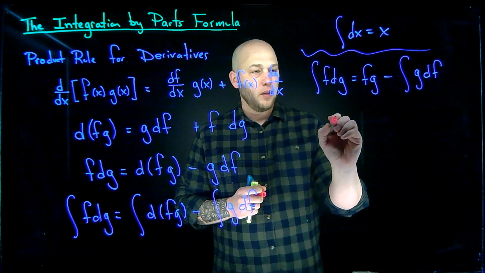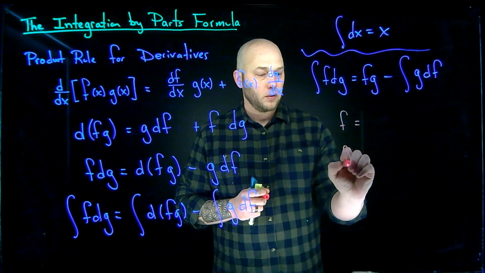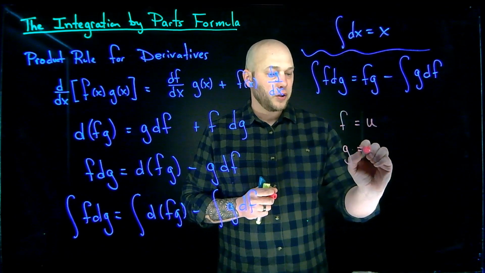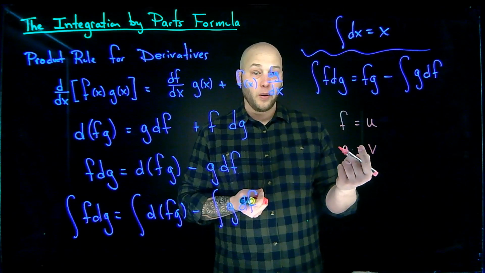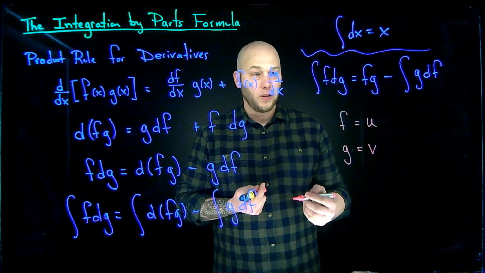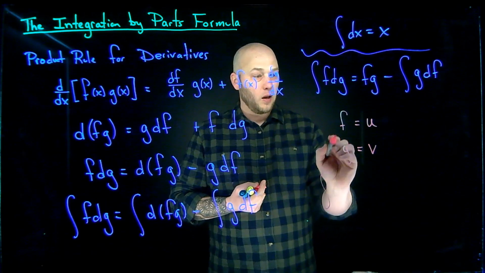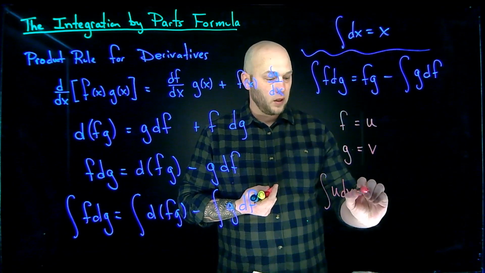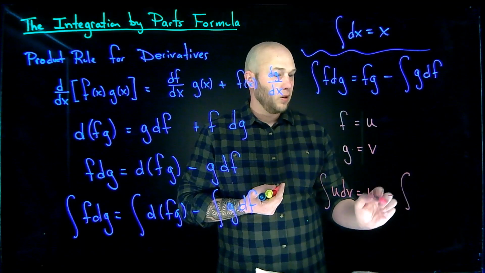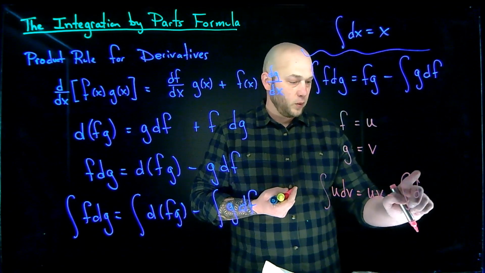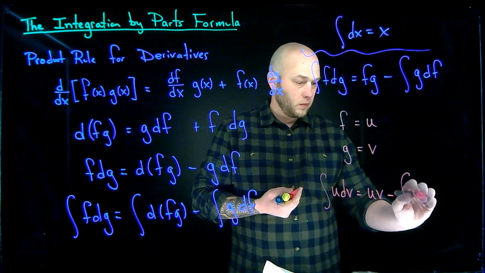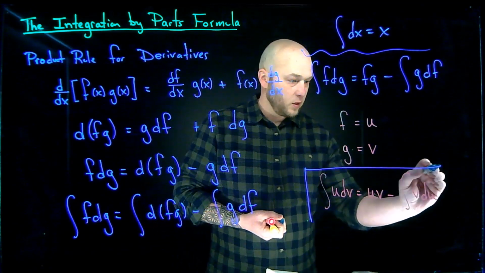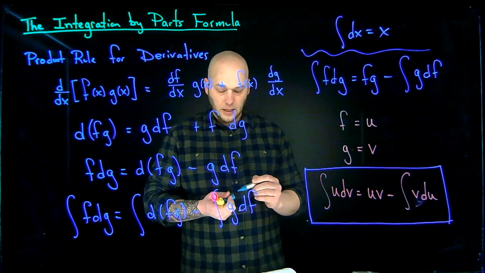I'm going to rewrite the functions f and g as follows. f is the function u, and g is the function v. I'm literally going to replace the letters f and g with u's and v's. I would then have the integral of u dv is equal to uv minus the integral of v du. And this right here is the integration by parts formula that you will see in your calculus textbook.